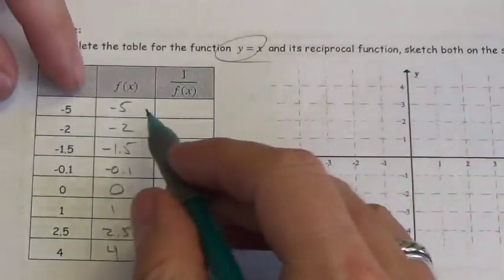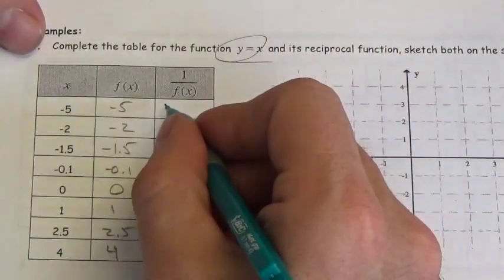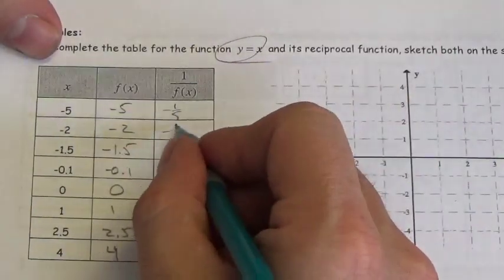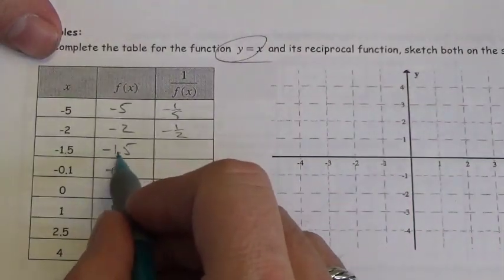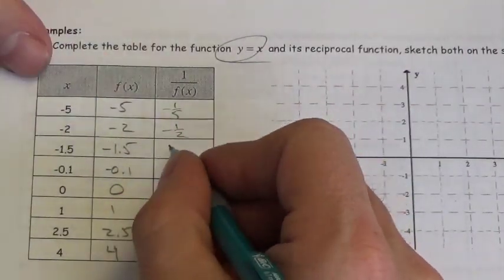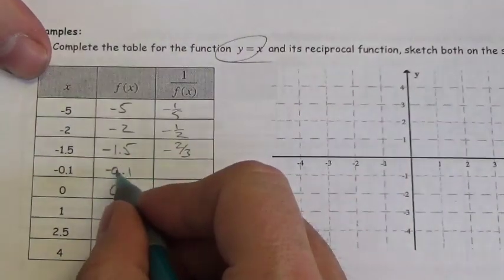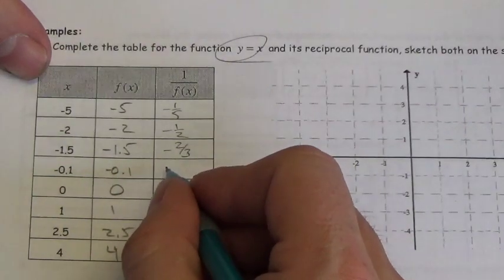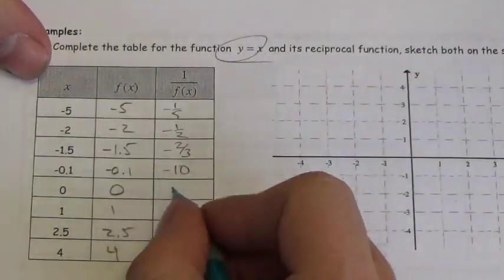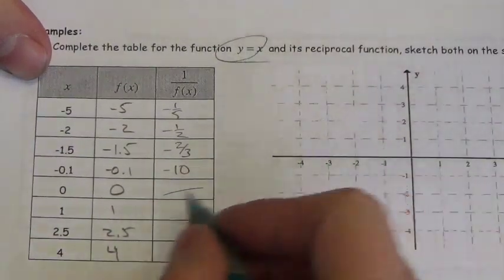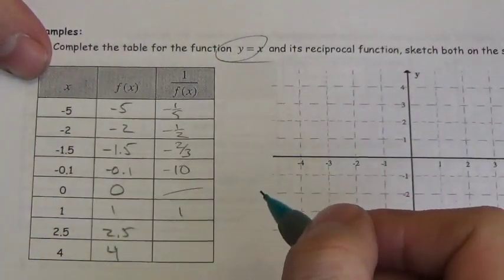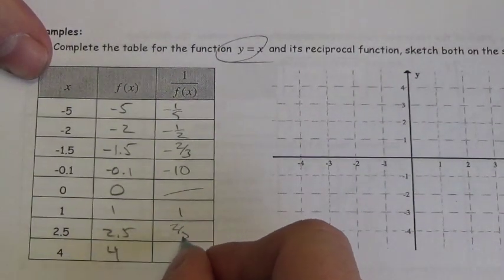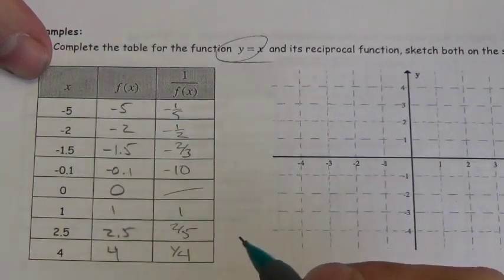Now, the reciprocal function is simply going to reciprocate that. So instead of negative 5, we'll get negative 1/5. Instead of negative 2, we're going to get negative 1/2. Instead of negative 1.5, which is the same as negative 3 over 2, we're going to get negative 2 over 3. Negative 0.1, this is the same as negative 1/10. It's going to become negative 10. Now, 0 becomes undefined when you reciprocate that. 1, however, becomes 1. 2.5, now think about that, that's like 5 over 2, will be 2/5, and 4 will become 1/4.